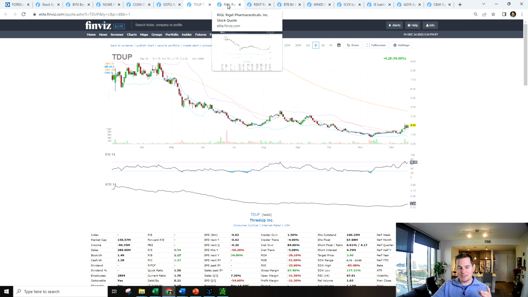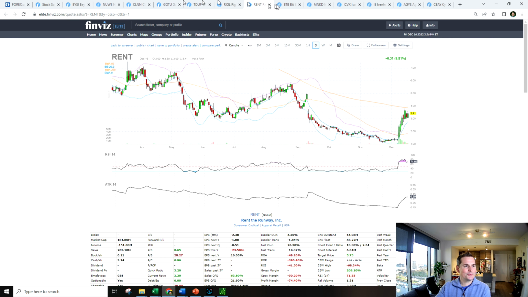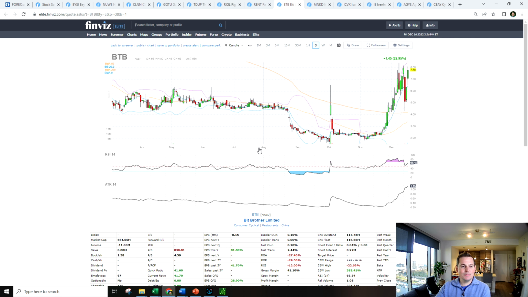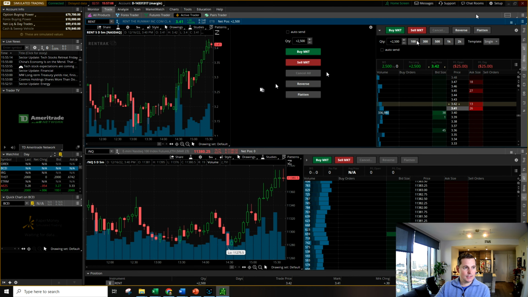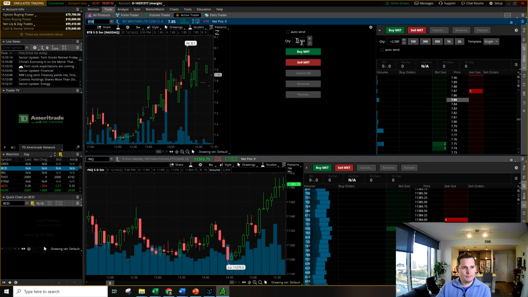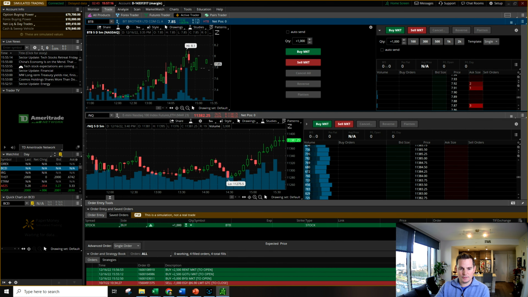Okay, so I'm going to go ahead and buy Rent2 because this is a familiar ticker. We got to speed up here, but BTB, I think it's a crypto company out of China, but we're just going to go ahead and buy it because it looks like an uptrend here. So BTB, and I'm going to go ahead and just buy 1,000 shares of this.